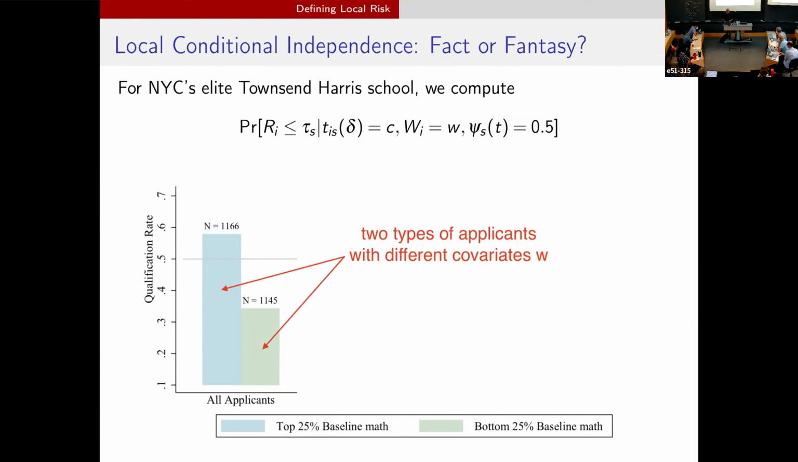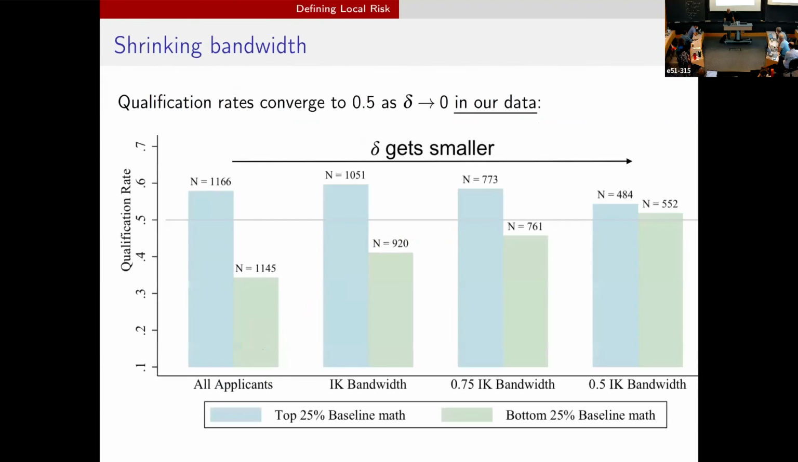So we have these two different types of applicants, blue and green, with different covariates, and we're looking at all applicants. Now let's take a look at what happens as I shrink the bandwidth. The first pair of columns is all applicants. I'm going to shrink the bandwidth, and we've computed the Imbens-Kalyanaraman bandwidth. I take 75% of that, I take half of that. And what you see is that in our data, we still have a certain amount of thickness. There are enough applicants where the qualification rate appears to converge to a half. So with this abstract formulation of the regression discontinuity, there's still some data here that allows us to get some mileage. We were really excited to see this, and let me now press ahead.